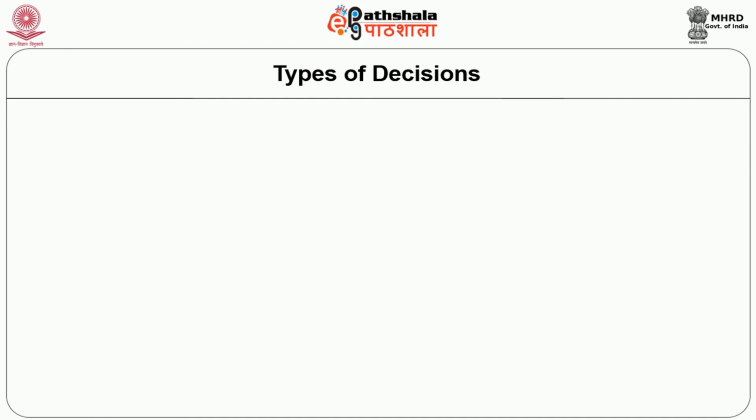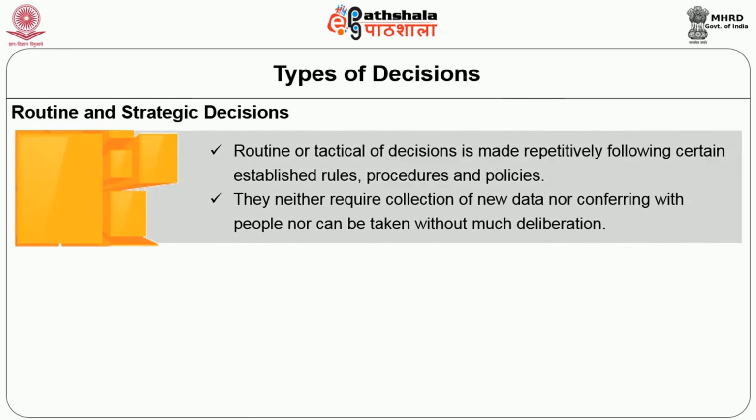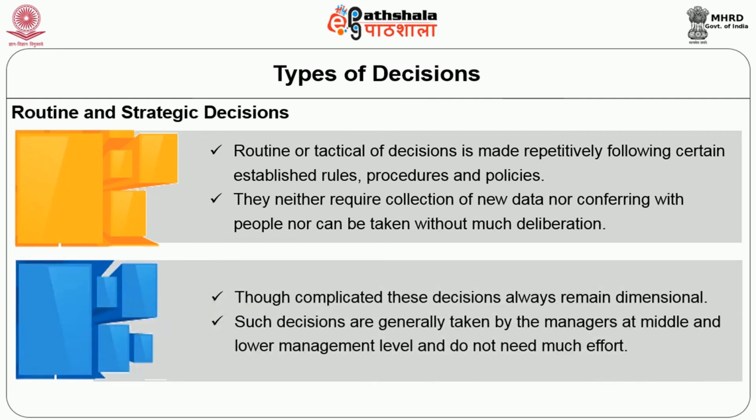The first one is routine and strategic decisions. The routine decision, which is also called a tactical decision, is made repetitively following certain established rules, procedures, and policies. They require collection of new data and conferring with the people, and it cannot be taken without much deliberation. This type of decision can be taken by the managers at middle and lower level.